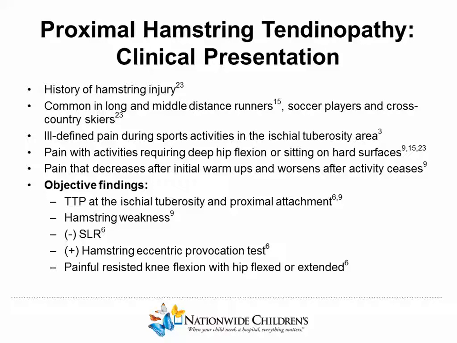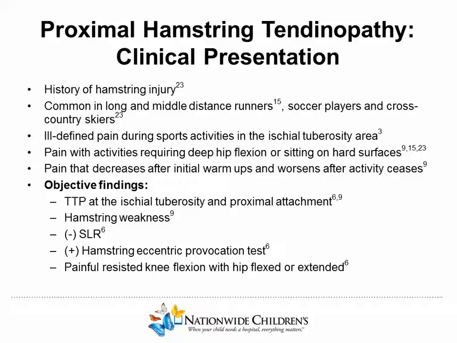For proximal hamstring tendinopathy, the clinical presentation, again, is very similar to just a basic hamstring strain. They're going to have that repetitive history of injury. They're going to be that middle distance or long distance runner, maybe a soccer player. They are going to have that ill-defined pain in the ischial tuberosity area. A couple things to help differentiate this from hamstring syndrome would be that the slump and the straight leg raise are more likely going to be negative. They might have tenderness to palpation at the ischial tuberosity and pain with resisted knee flexion.